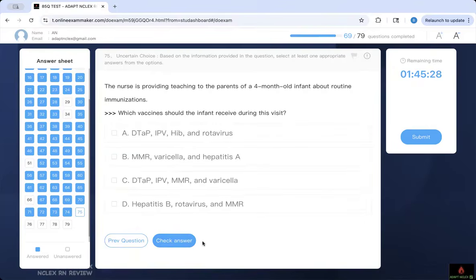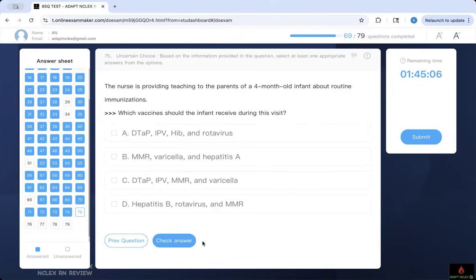Immunization is straightforward if you know the key landmarks and the age. A nurse is providing teaching to a parent of a 4-month-old infant on routine immunization. Which vaccine should the infant receive during the visit? The infant is 4 months old. This is what you have. I will show you a strategy.